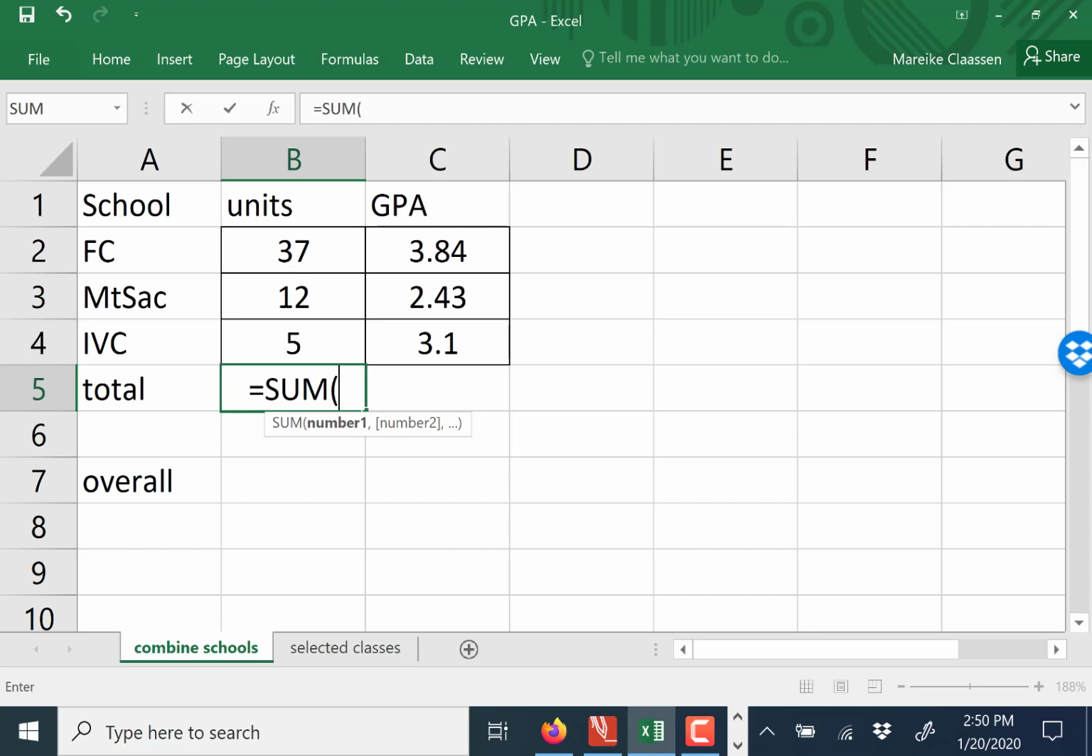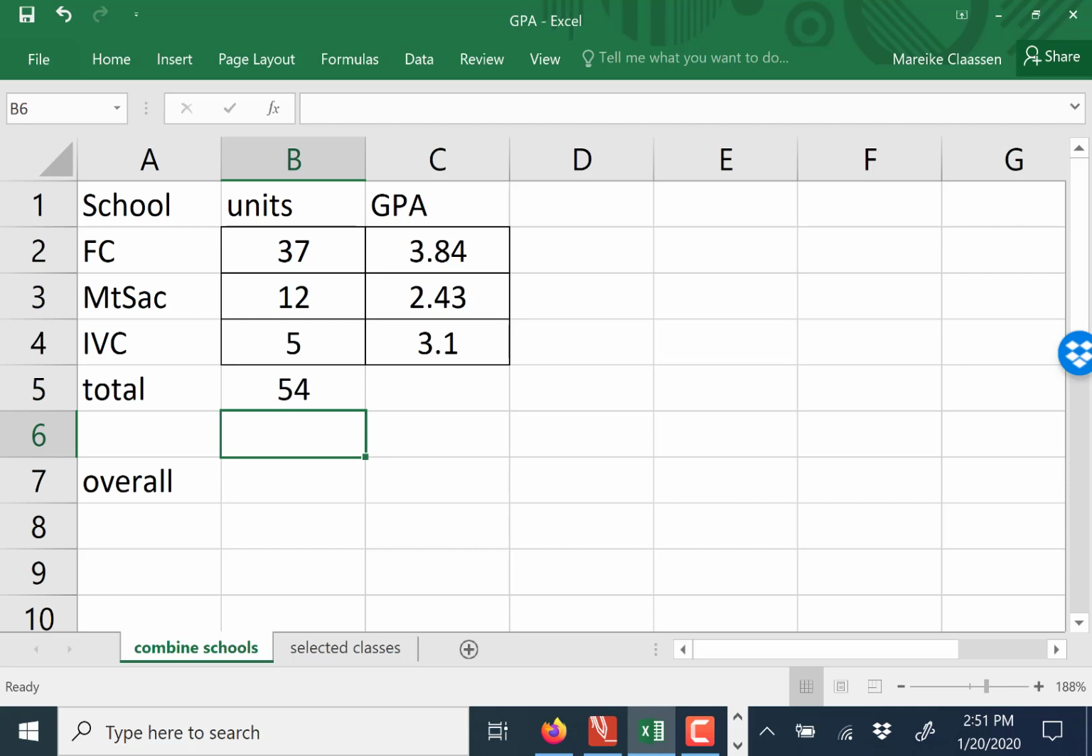and then say the sum of which numbers, right? It says number 1, 2, 3. So I'm going to go from number 1 through all the way here. So if I click on the cells in Excel, it will go all the way from the first cell to the last cell.